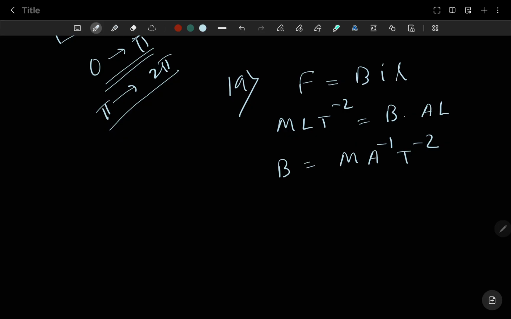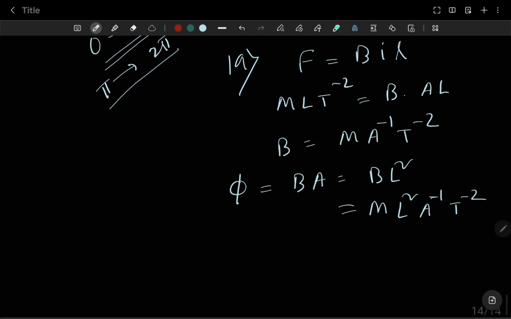All right. So magnetic flux will be B into A, that is B L square. So it will be M L square A to the power minus 1 T to the power minus 2. This is the dimensional formula.